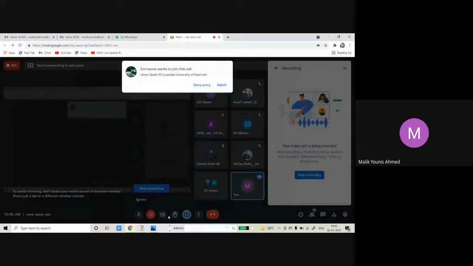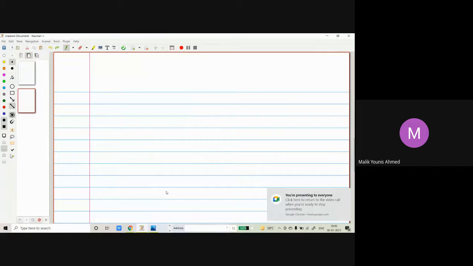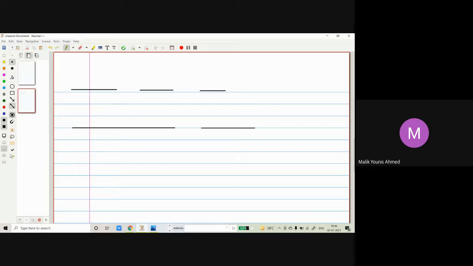Now we'll continue our lecture today where we left off last time. So I will draw the equivalent circuit of the transformer. Let me draw the equivalent circuit of the transformer. The equivalent circuit of the transformer looks like this. So this is the primary side I'm drawing. I will draw the equivalent network here.